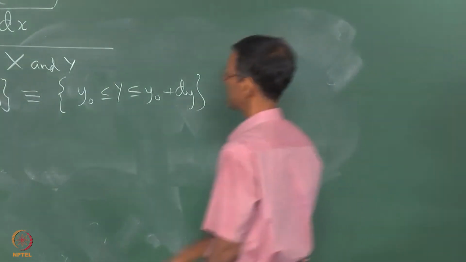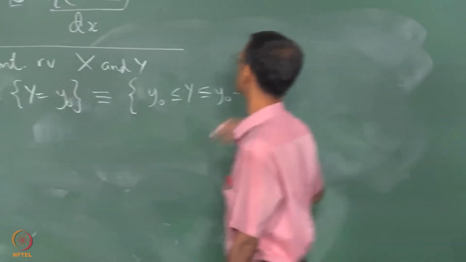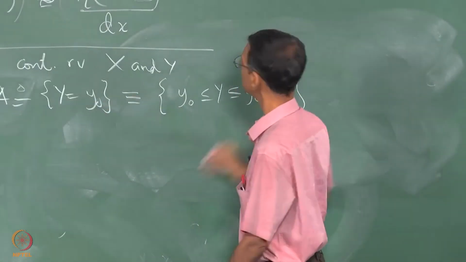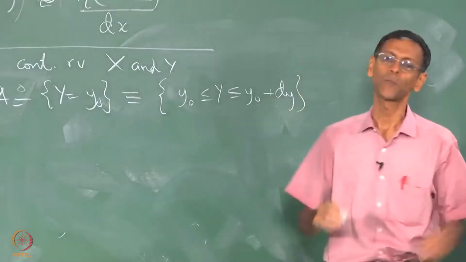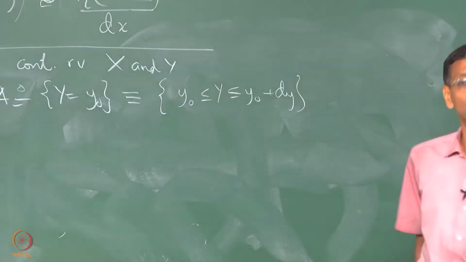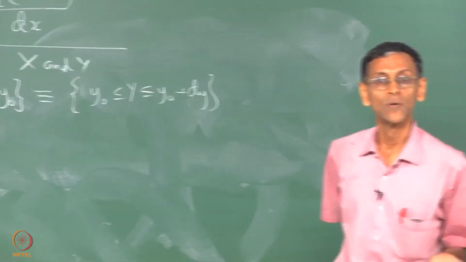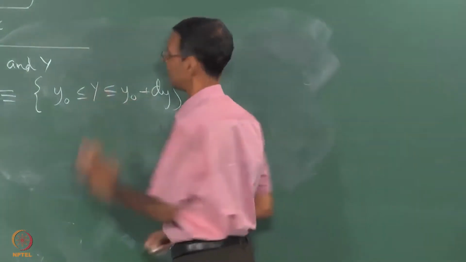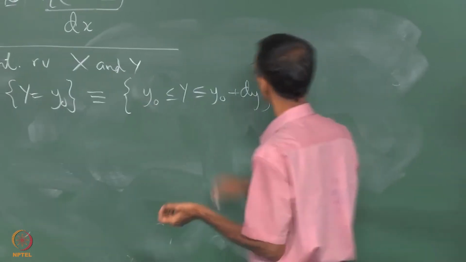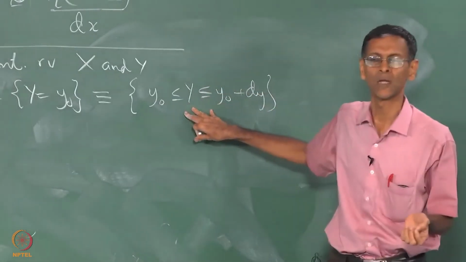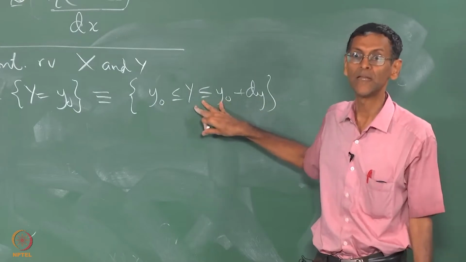After all, y naught has to be measured to some precision, and some imprecision in the measurement of y naught, I am going to write it like this. So y naught is actually one of the possible values of y. It is not an impossible value. So this event will have a vanishingly small probability, which will be the density function of y at y naught multiplied by dy.